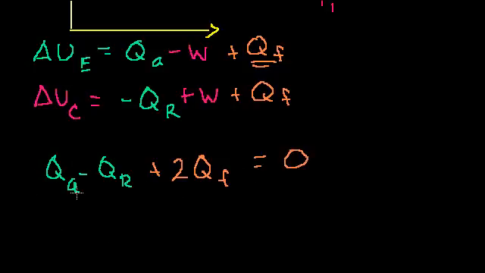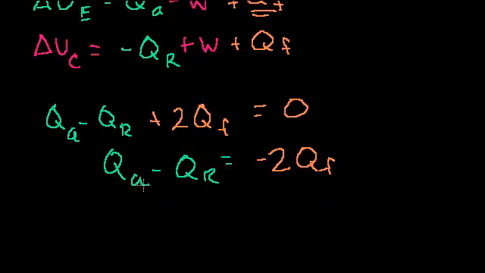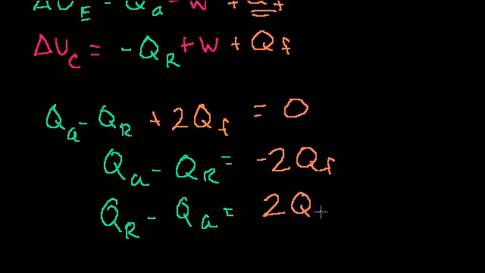What we can do is rewrite this as the heat accepted minus the heat released is equal to minus 2 times the amount of heat generated from friction. And then if we just switch these around, we'll get the heat released minus the heat accepted is equal to, well, I just wanted to get all positive numbers, 2 times the heat of friction.